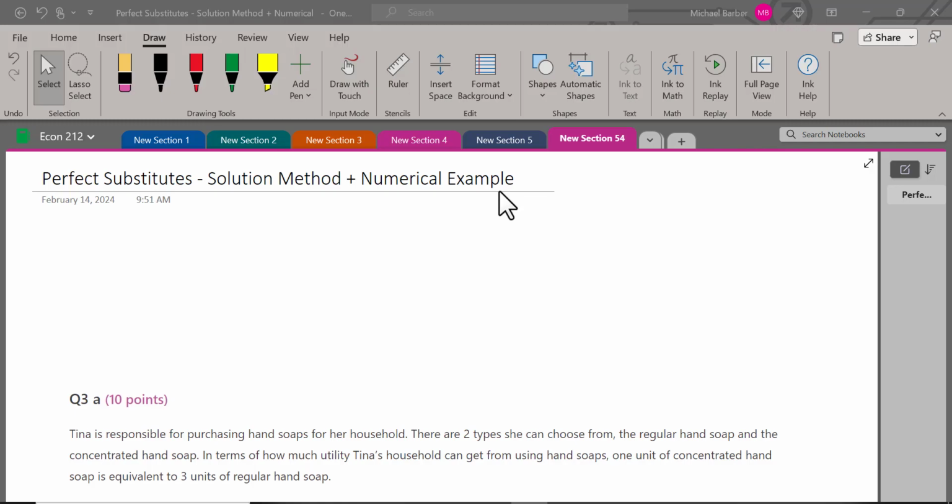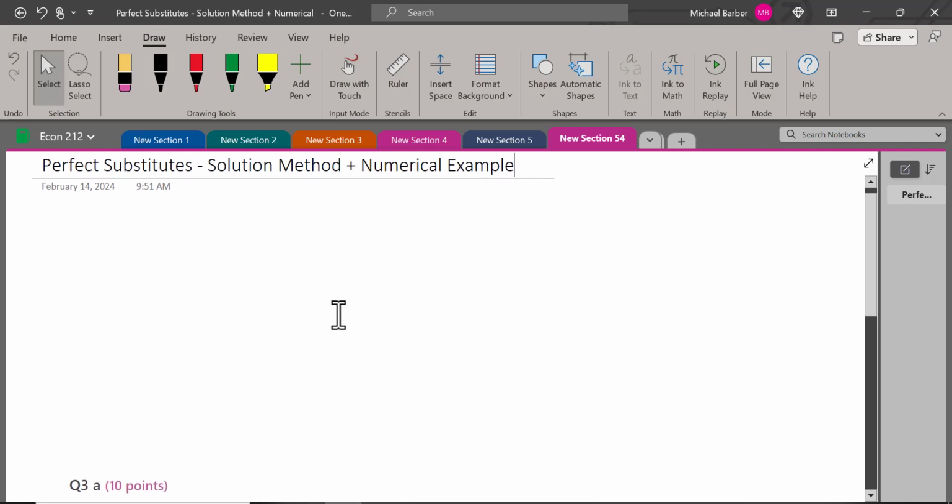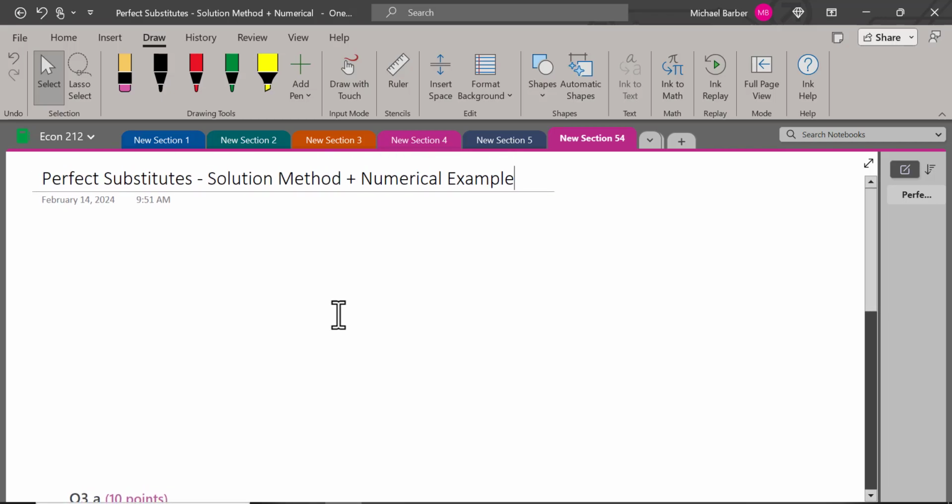All right, so in this video, we'll do a quick overview of the solution method for these perfect substitutes and then a quick numerical example. So in that other video, I showed you how to identify these perfect substitutes. It's when there's a constant MRS, marginal rate of substitution. So you can always identify them by just saying that the marginal rate of substitution is constant.